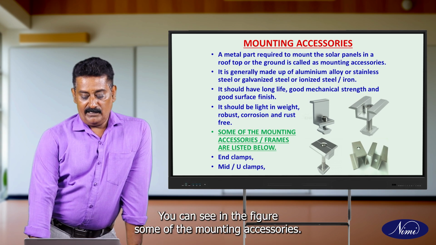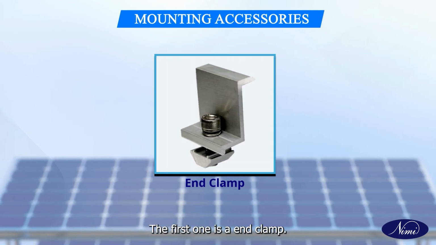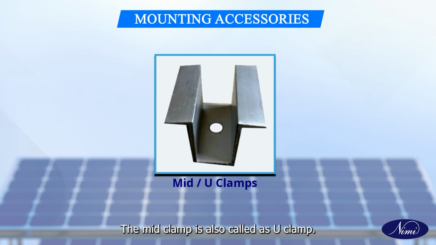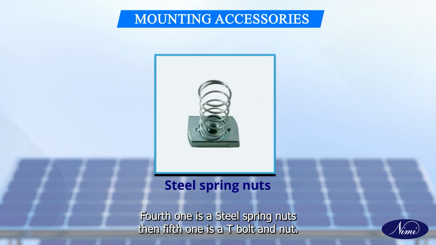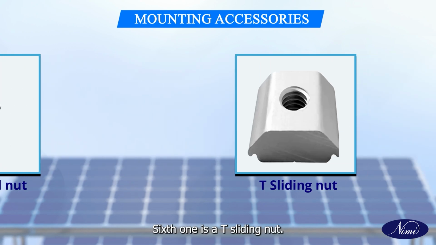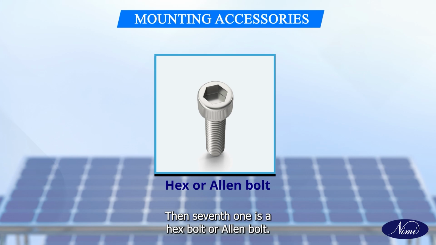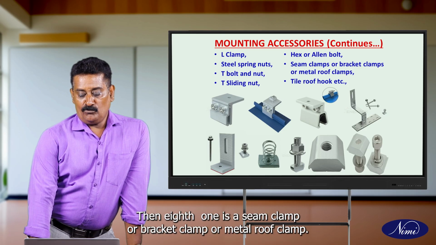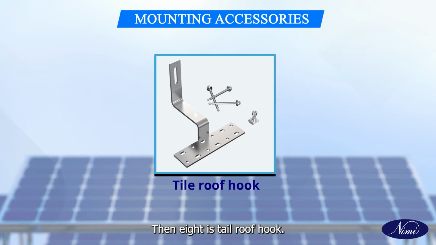So, you can see in the figure some of the mounting accessories. The first one is an end clamp, second one is a mid clamp. The mid clamp is also called a U clamp, and third one is an L clamp, fourth one is steel spring nuts, then fifth one is a T-bolt and nut, sixth one is a T-sliding nut, then seventh one is an X-bolt or Allen bolt, then eighth one is a seam clamp or bracket clamp or metal roof clamp, then ninth is a tile roof hook.